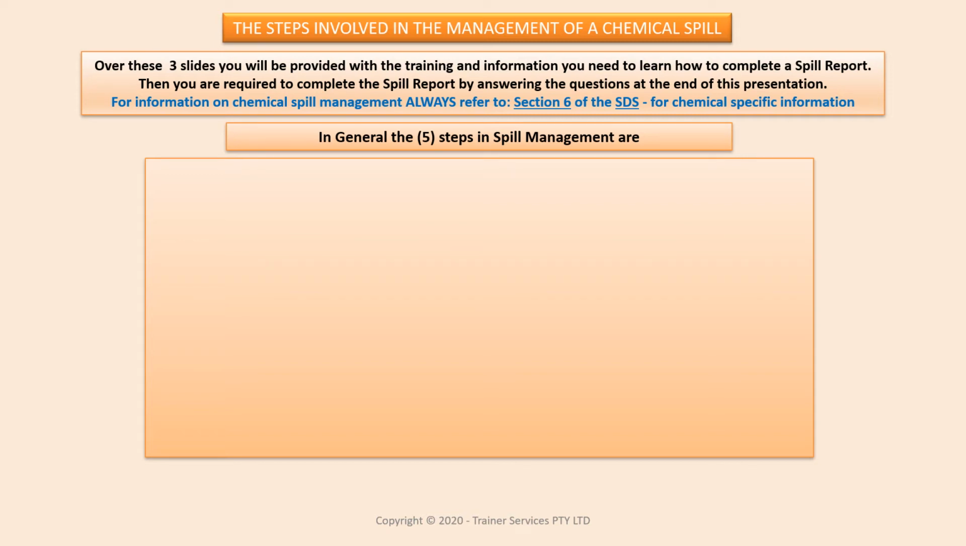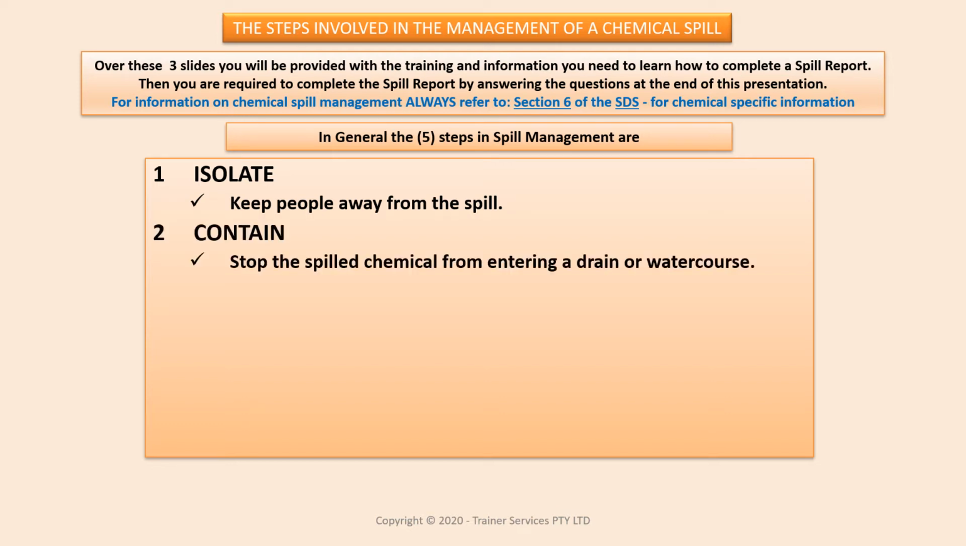There are generally 5 steps in the management of a chemical spill. The first step is to isolate the spilled chemical by keeping any nearby people away and out of danger. The second step is to contain the spill by stopping it from entering any nearby drains or waterways.